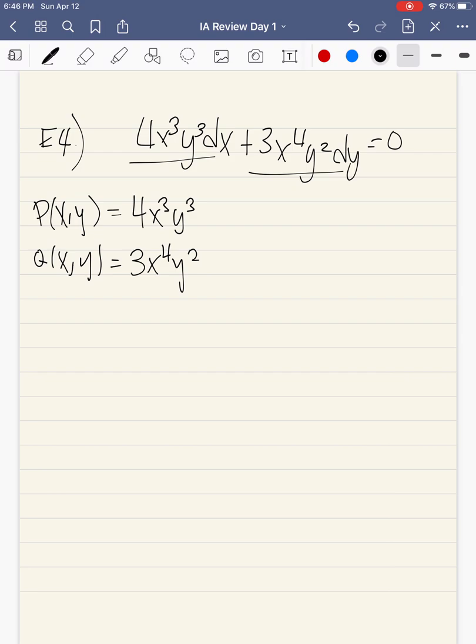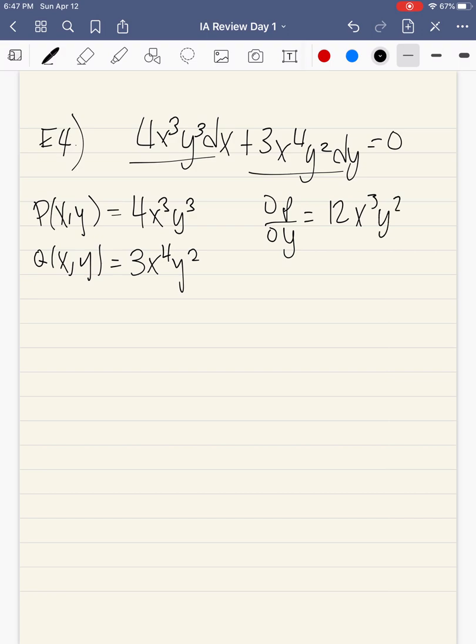So when I'm doing my exactness test, I want to take the partial of p with respect to y. So my partial p partial y. So that means anything that is an x, I treat it like a constant. So I'm not going to differentiate any of my x terms here, but I will differentiate my y terms. So 4 is a constant, so that's going to stay. X cubed will be treated like a constant, so now I'm going to take the derivative of y cubed because that is my differential here. So I get 3y squared, so I have 4 times 3, so now I'm going to get 12x cubed y squared.